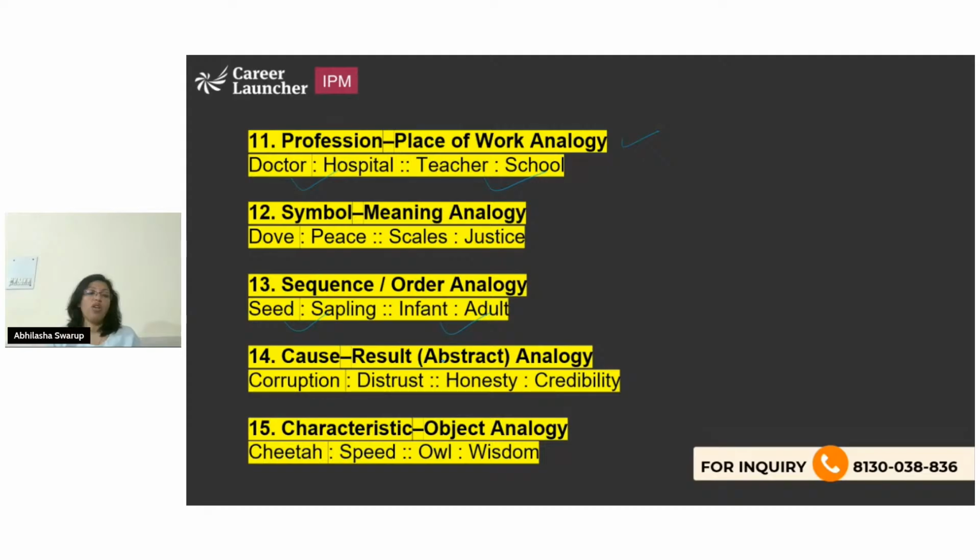Then you could have the cause and result analogy also, which is abstract. So, this is idea based. So, corruption will lead to distrust, honesty will lead to credibility. So, that could be a causal relationship. Characteristic of the object analogy. So, a cheetah is known for its speed, an owl is known for its wisdom, and so on.